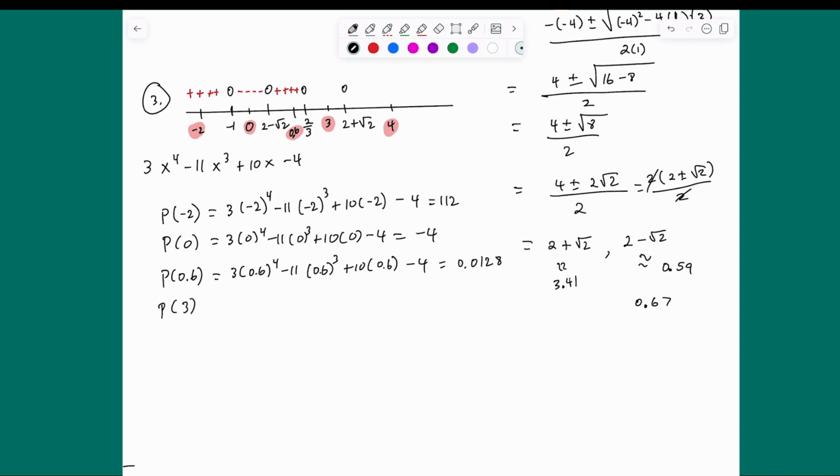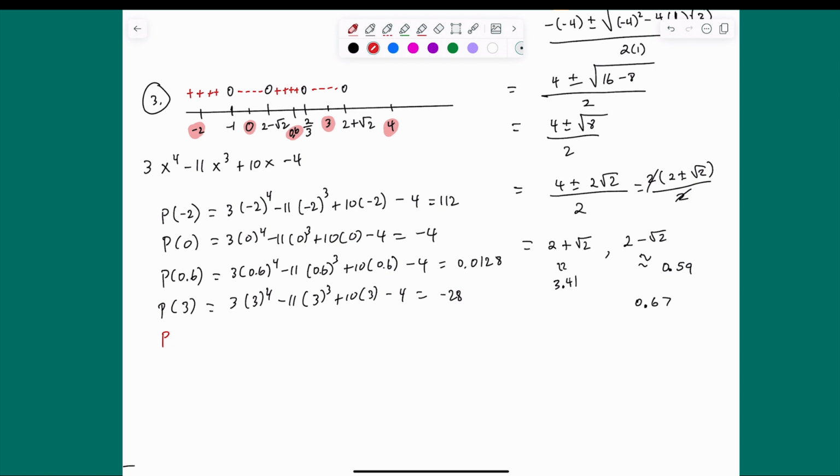So we plug 3 into the polynomial: 3 times 3 to the 4th minus 11 times 3 to the 3rd plus 10 times 3 minus 4. And we get negative 28. So it's negative. It's pretty clear that it's going to pass through the x-axis from below and then go up at 2 plus root 2. But you would plug in your test value as well.